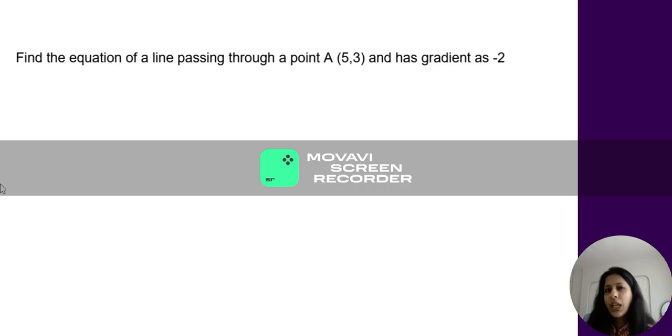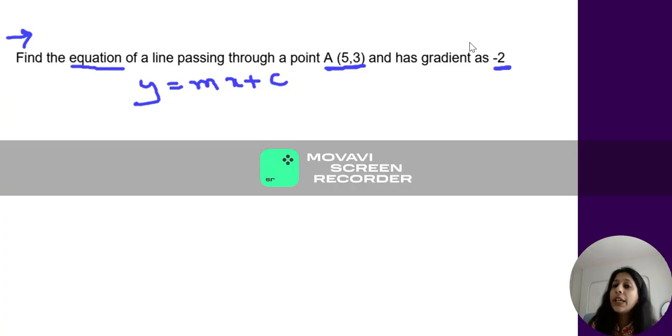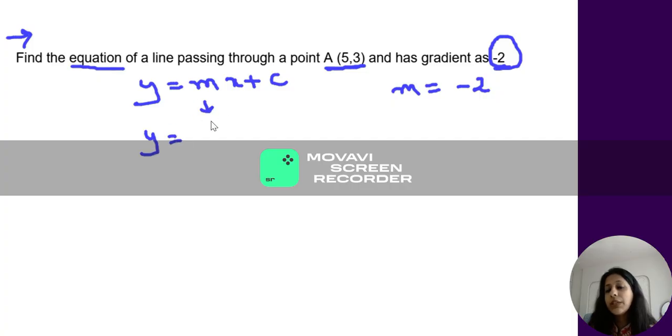Now the first example, which is a simpler one, that's one option which you can get. They give you a point through which the line passes and they give you the value of the gradient, and they'll ask you to find the equation of the line, right? So we've discussed that the equation of the line is y equal to mx plus c. They already gave me the value for m, which is -2. So I just substitute the value of m here: y equal to -2x plus c.